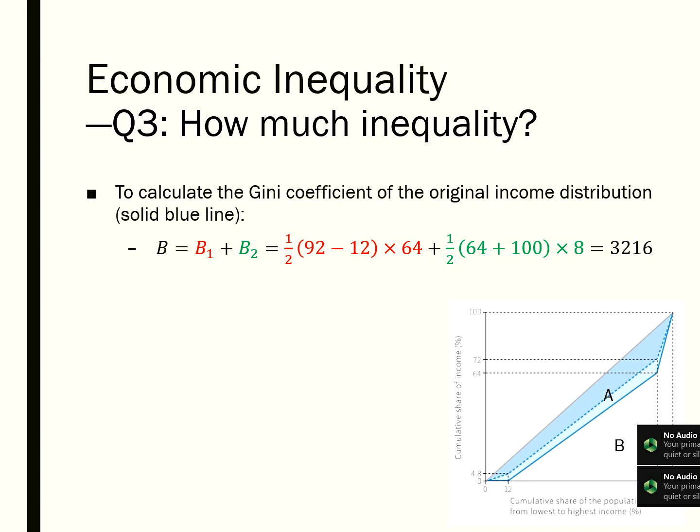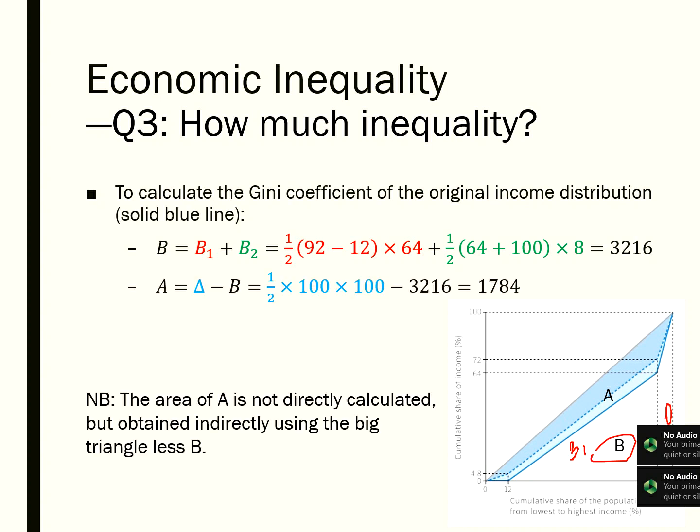3,216. It is also straightforward to calculate the overall area below the 45-degree line, which is actually a right-angled triangle. Then subtract the area of B in the previous step, and we will have the area of A. The Gini coefficient is therefore equal to A divided by the total area of A plus B, which is equal to 35.68%.